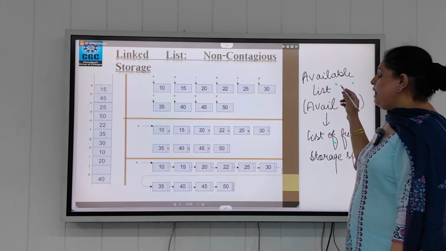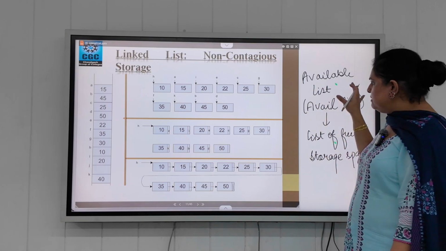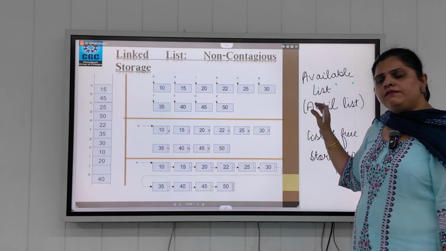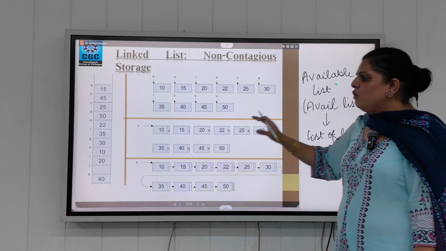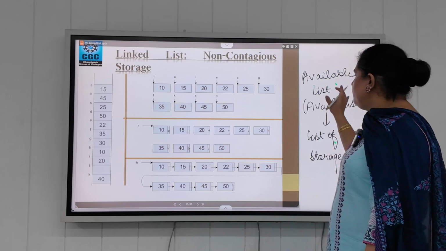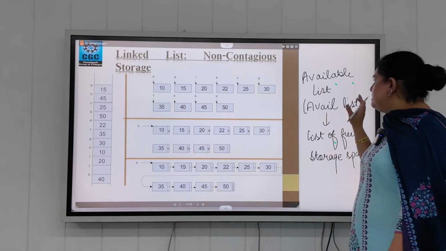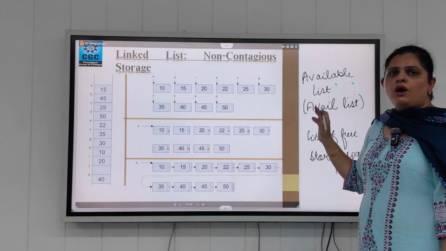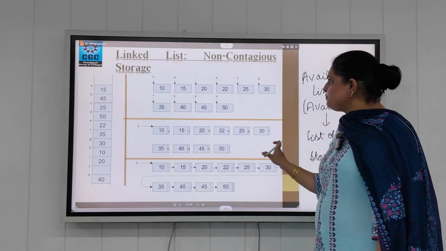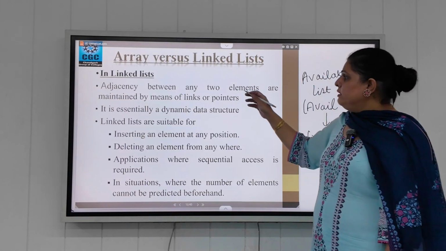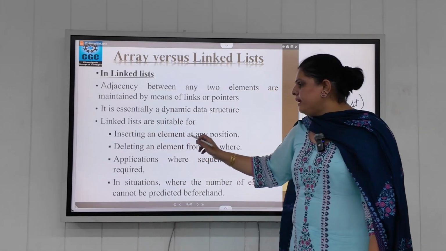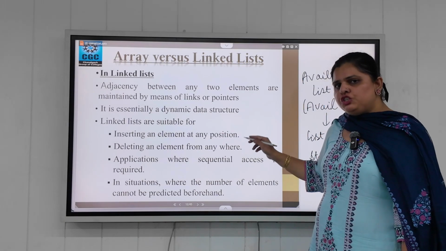first, the algorithm or this data structure checks the available spaces in the avail list. If we have a free space, your data will be stored over here. If you do not have an available list, then you are not able to insert any element in your linked list. So in a linked list, we can insert an element at any position.